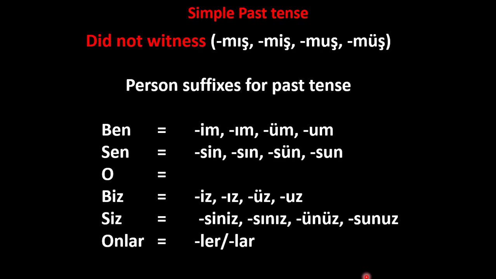Now the past tense for what you did not witness. Simple past tense for what you did not witness. That's why you use -mış, -miş, -muş, -müş. Let's look at the person suffixes for this case. For Ben, -im; sen, -sin; o, nothing; biz, -iz; siz, -siniz; onlar, -ler.